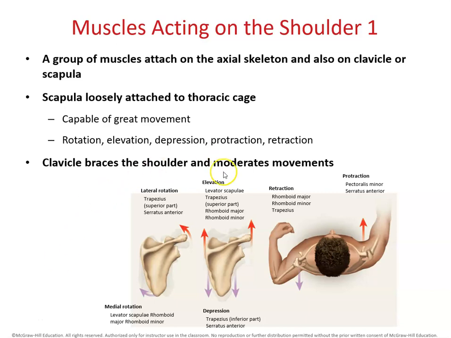Okay, so we know that the scapula is loosely attached to the thoracic cage, and this allows a lot of movement of your shoulders. We can rotate, elevate, depress, protract, retract. And the clavicle, your collarbone in the front of your upper chest, it moderates these movements.